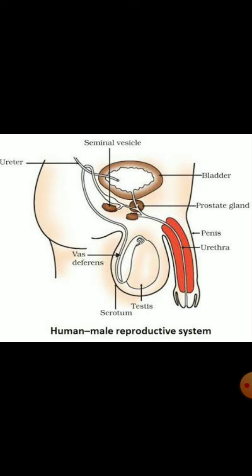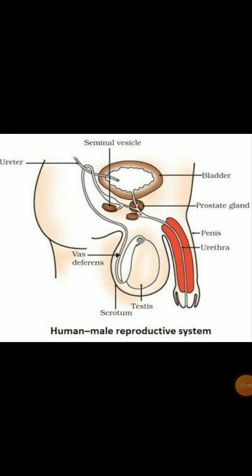Now you look at the next organ. Along the path of the vas deferens, there are glands. Look at the figure. Glands like the prostate gland and the seminal vesicles.